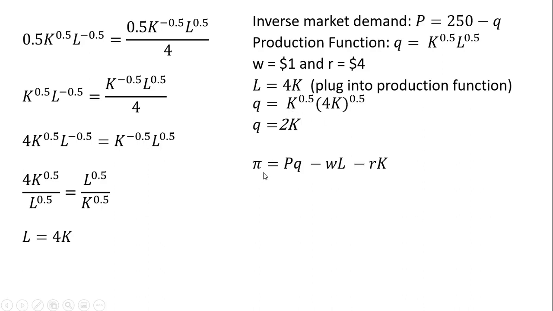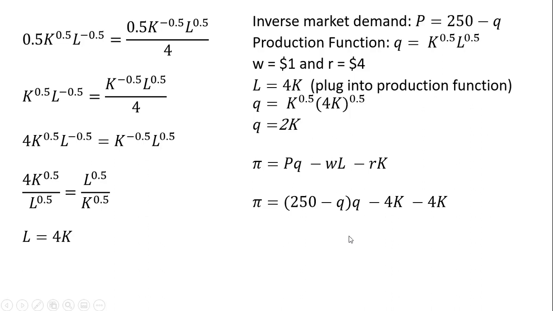All right, let's set up our profit function. Profit is price times quantity, total revenue, minus our variable cost, minus our fixed cost. So P is our inverse market demand, 250 minus Q, which is all multiplied by Q. W is 1, and L is 4K. So I'm going to plug that in for L. So L here I'm plugging in 4K, and that's multiplied by the wage, but since the wage is 1, we just have minus 4K. And then lastly here we have minus RK, where R is $4, so that also ends up being minus 4K.